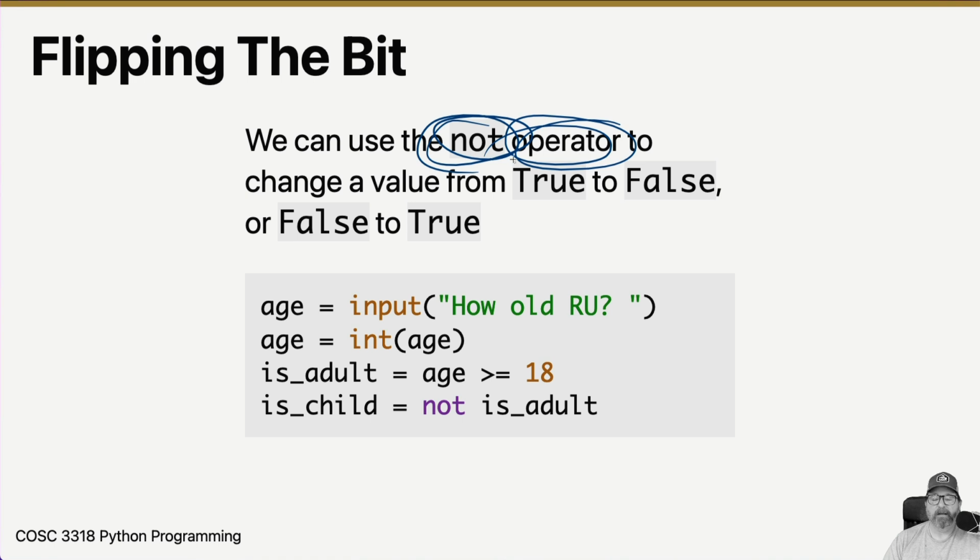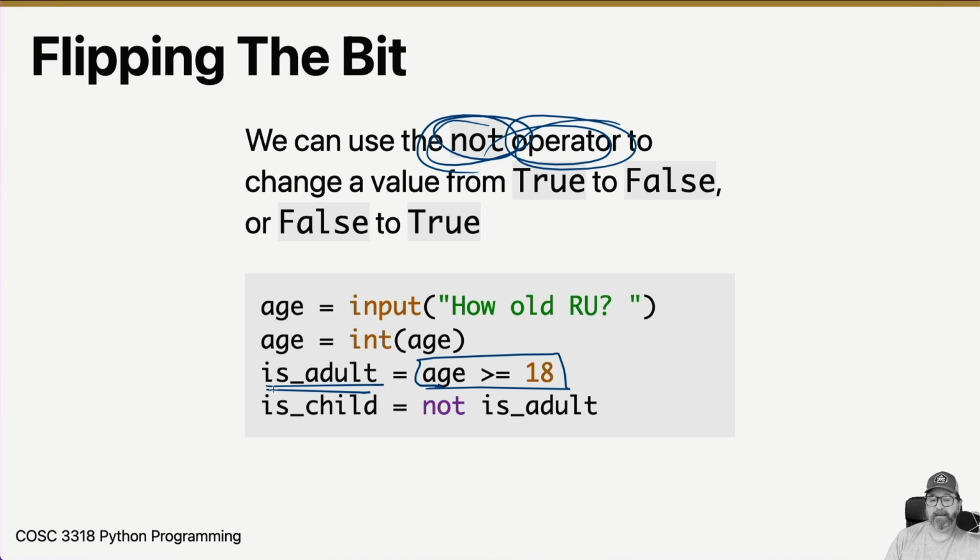Not operator. I'm not really a big fan of the not operator, because it can be a little confusing when we read things. But let's take a look at this code because code is pretty easy. Is adult is set to the comparison age is greater than or equal to 18. So if they're 20, is adult is true.